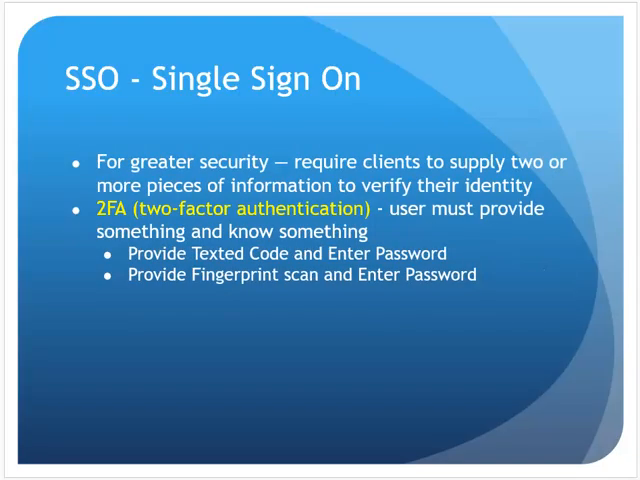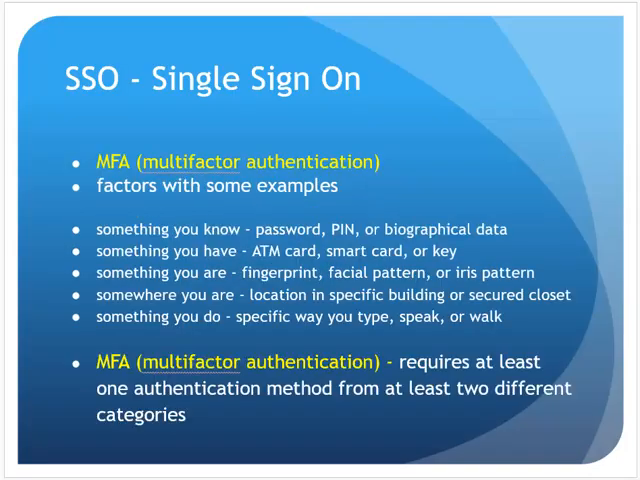But with single sign-on, a lot of times to try to make this more secure, two-factor authentication is done, which a lot of us are now used to. You would provide your username and password, and then you need to provide something else along with that. Maybe a code texted to you, maybe a fingerprint, maybe some sort of other identifier to be able to access the network or the resource.